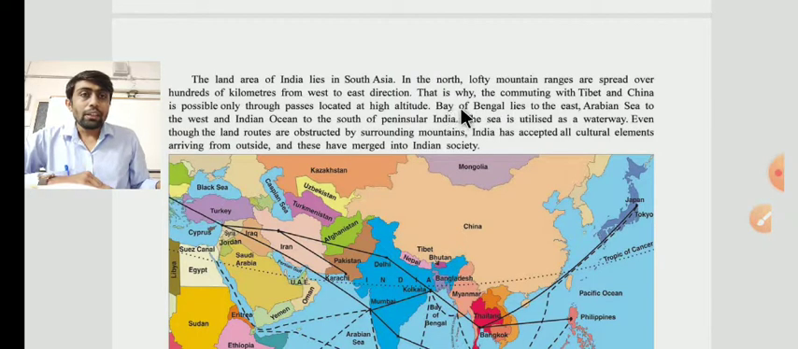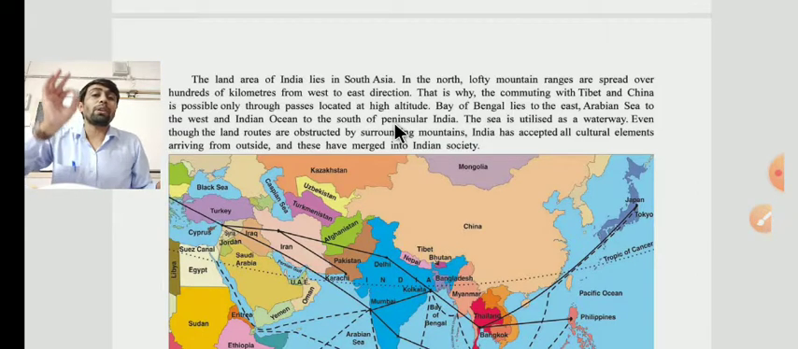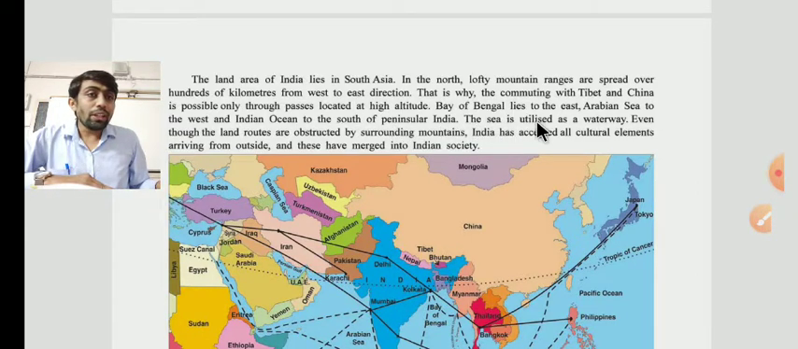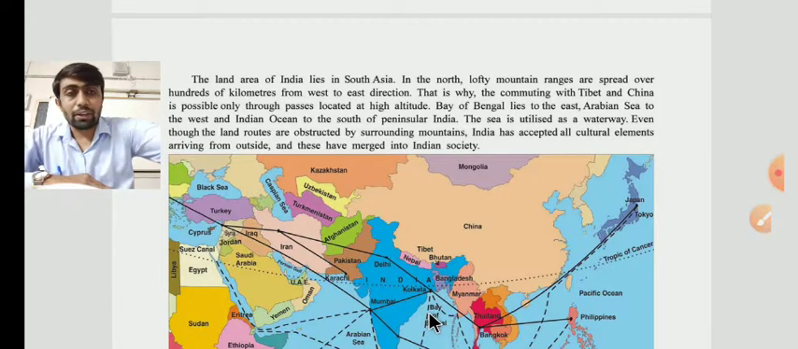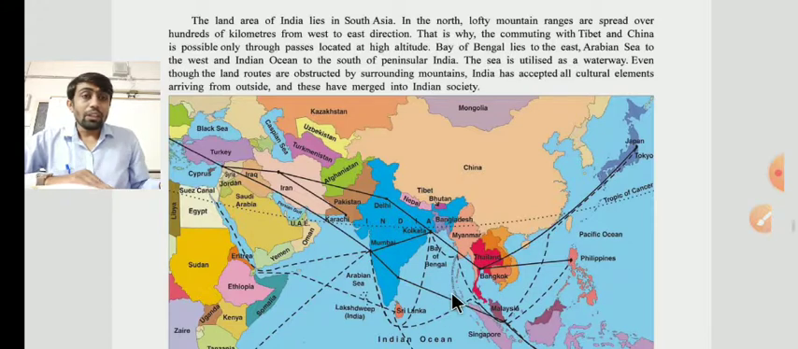Given that the Bay of Bengal lies in the east direction, the Arabian Sea to the west, and the Indian Ocean to the south of peninsular India, in the southern part of peninsular India. And you know very well what the meaning of peninsular is? Peninsular, it means Dweep Kalpana. The sea is utilized as a waterway, and that's why this part we are using for transportation purposes as a sea route.